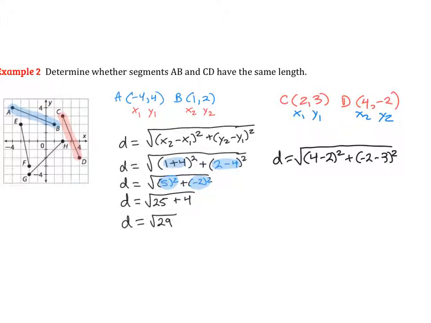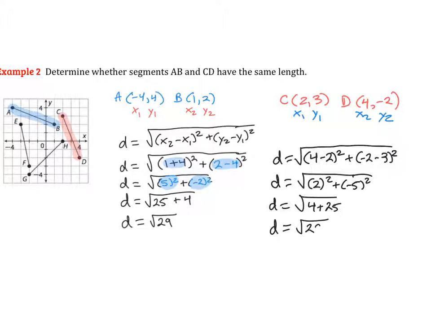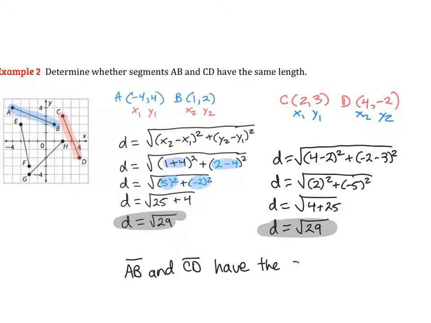So from here, let's simplify inside our parentheses. So we're left with the square root of 2 squared plus -5 squared. So the square root of 4 plus 25 equals the square root of 29. So you'll notice that our distances are the same. So that means that AB and line segment CD have the same length.